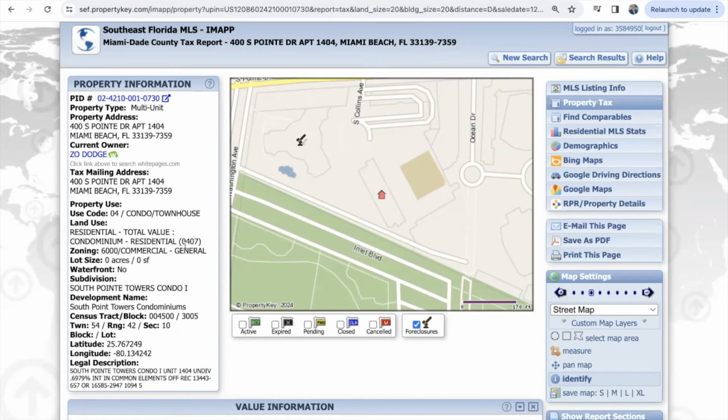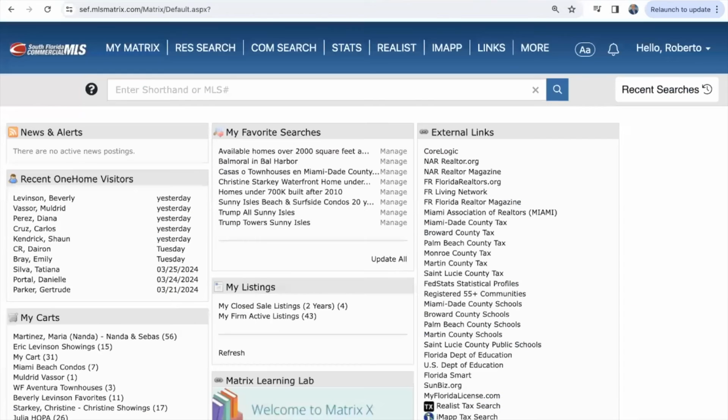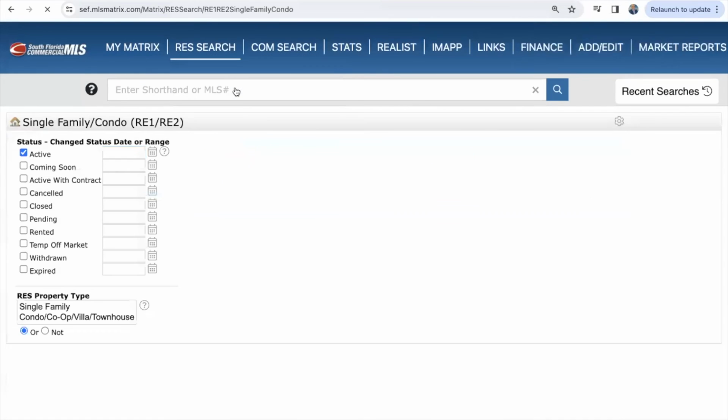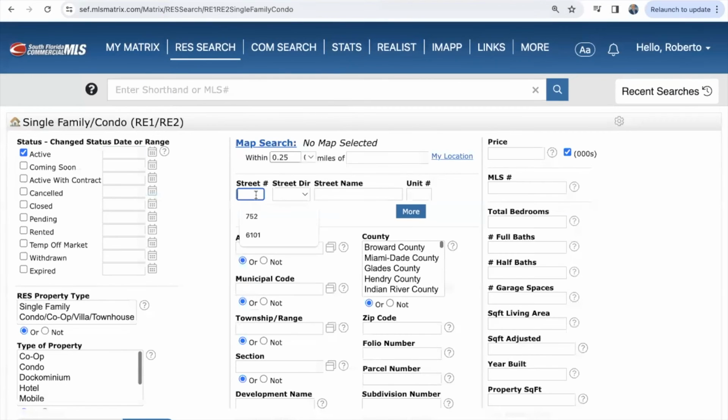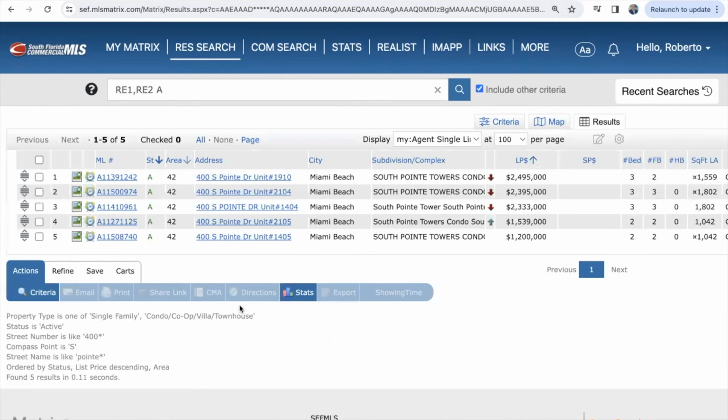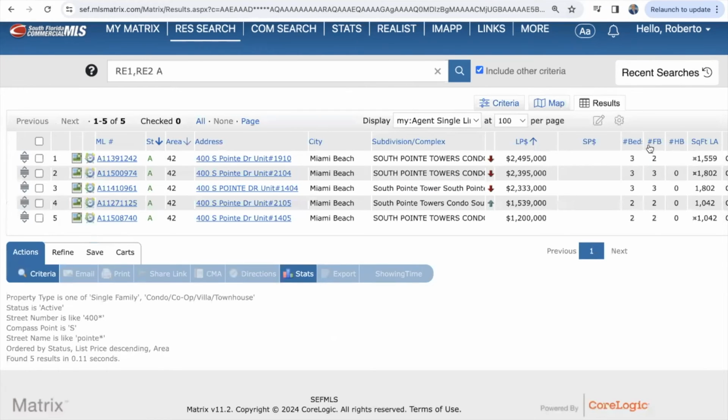All right. So yeah, $2.5 million is what you want, and then of course you want to go to the MLS and run this, an active and 400. All right, South Point. And there are 5 units right now. And the 3 threes are 2,333,000, 2,395,000, 2,495,000. So pretty much between 2.3 and 2.5 is the asking price.